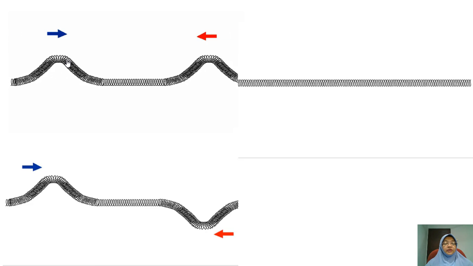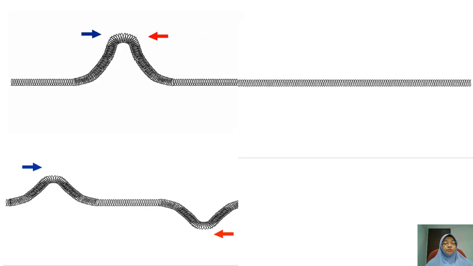Two pulses meet together. They will superpose with a larger amplitude. After that, they will move on in their original direction.